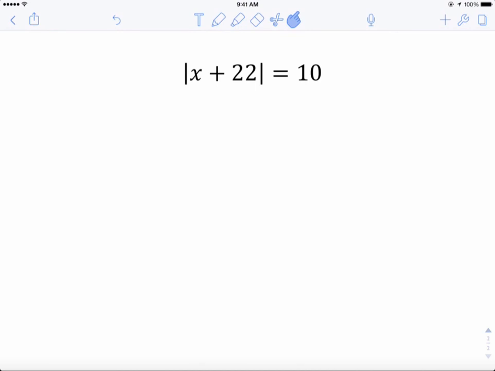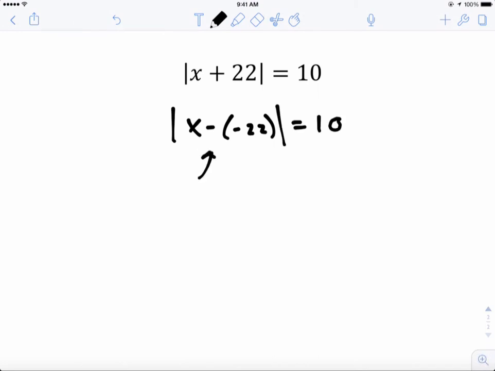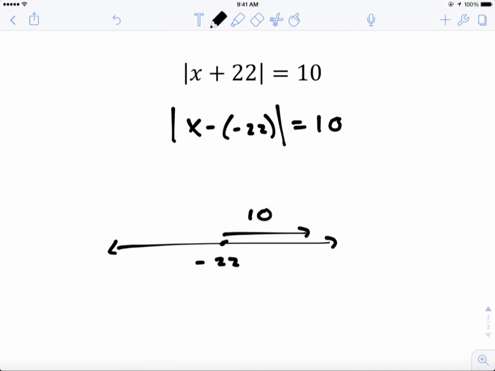All right, well in this case, same idea. I think of this as x minus negative 22 equals 10. So we're saying, okay, the difference between x and negative 22 is either 10 or negative 10, right? Because the absolute value of that difference is 10. So either x is 10 greater than negative 22, or x is 10 less than negative 22. So here's negative 22. X is either going to be 10 greater, so negative 12, or it's going to be 10 less at negative 32. So here are the two solutions to that equation.